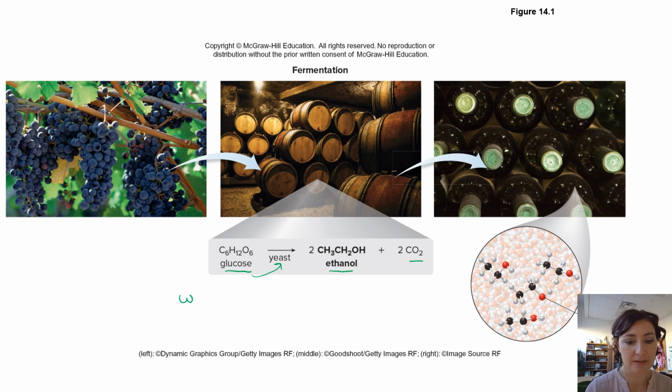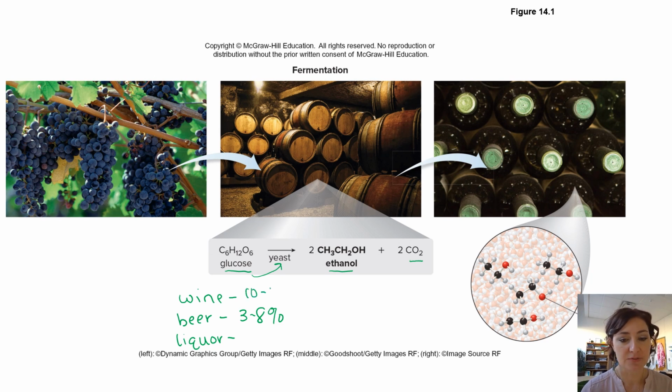Remember that wine and beer and liquor are not pure ethanol. That would be insane. They're actually cut with water. And from that, we get our ABV values, or alcohol by volume values. Beer is going to be about 3 to 8% ethanol. Wine is going to be 10 to 14% alcohol, and liquor anywhere from 35 to, oh my gosh, you be careful, 90% alcohol by volume of water.